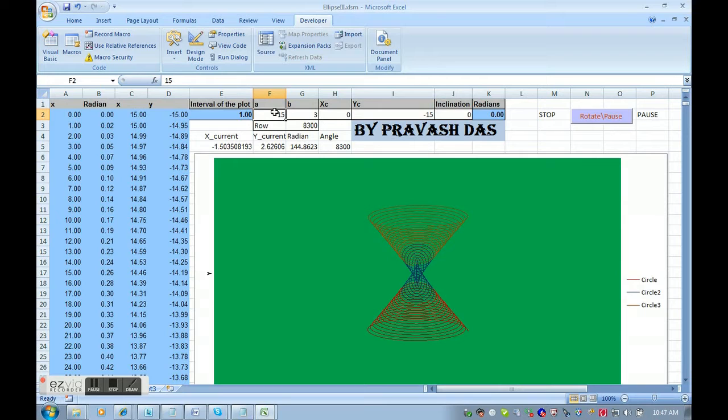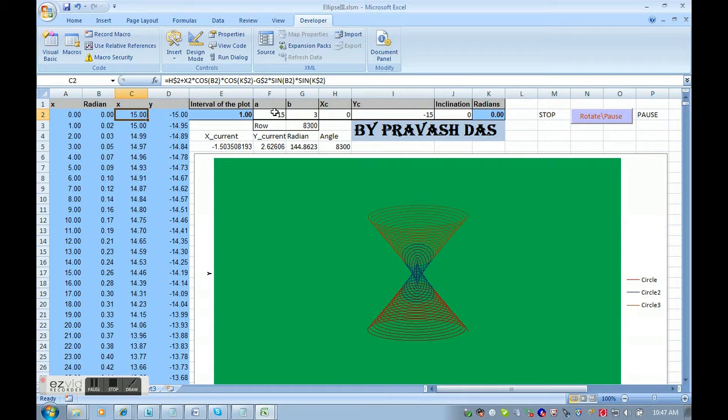Hi all. This is the Excel simulation of a spiral which moves upwards, and as it moves upwards in the y direction, the radius of the ellipse reduces. So this is the major axis A, the major radius A. This is the minor radius B. XC and YC is the center of the ellipse.